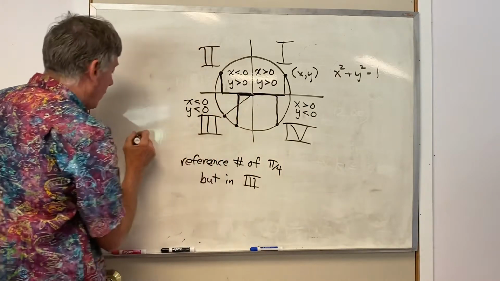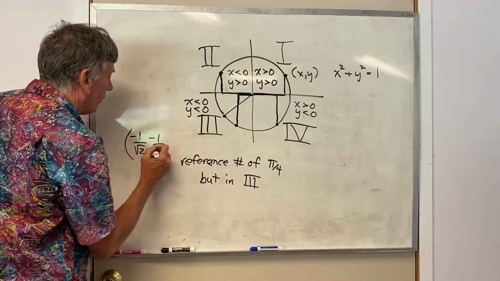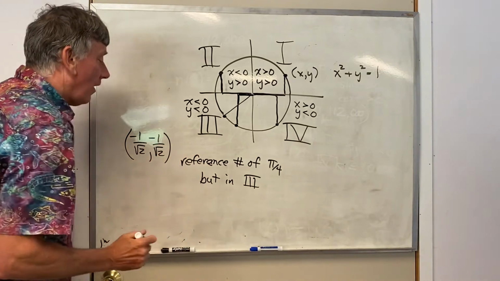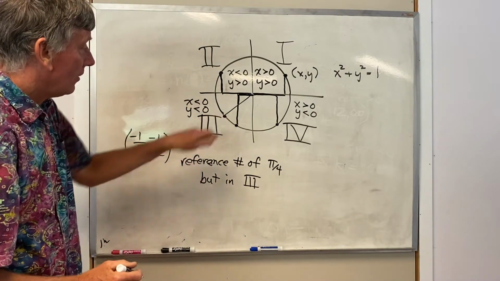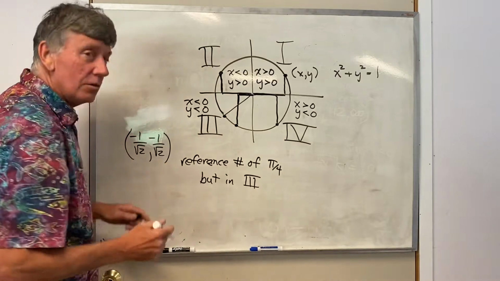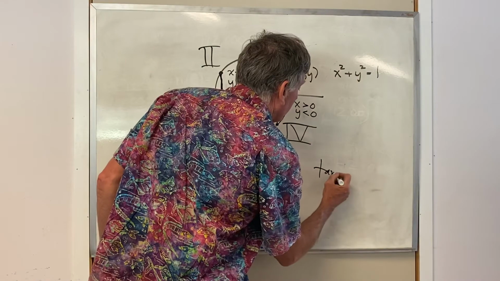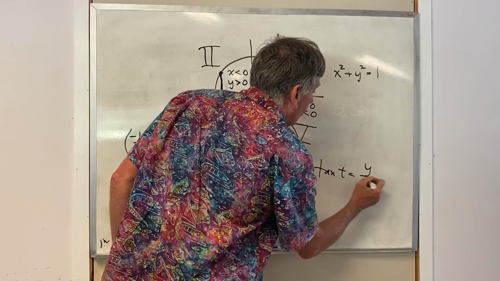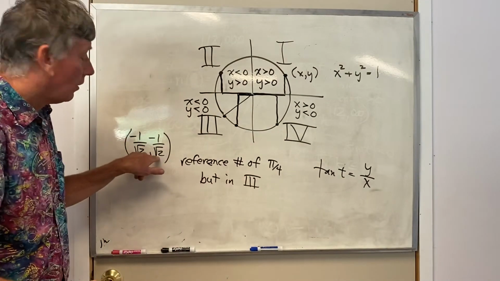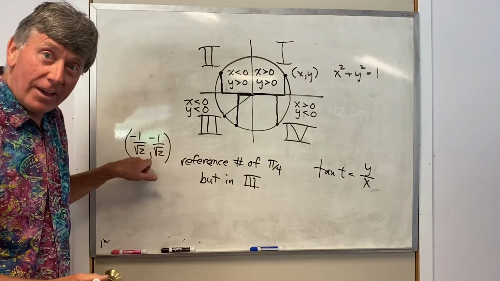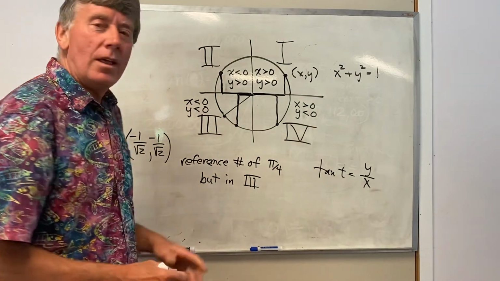My x and y values are minus 1 over the square root of 2, minus 1 over the square root of 2. If I asked you for the tangent of this point, the tangent is going to be positive, because remember, the tangent of t is equal to y over x. If I've got 2 negatives here, the y divided by the x is going to be positive. I hope this helps.